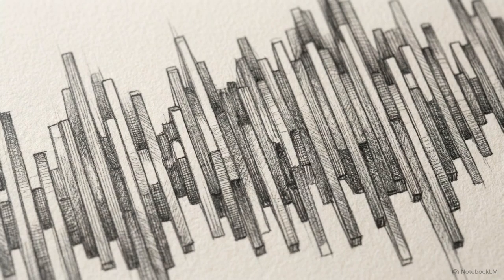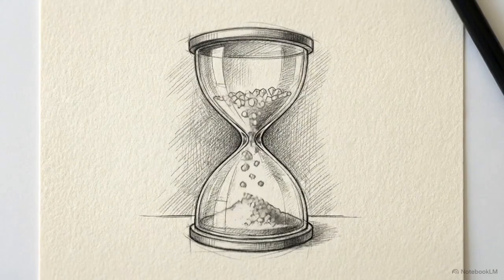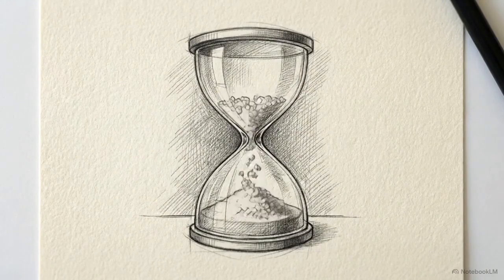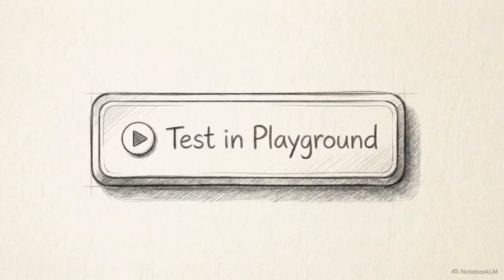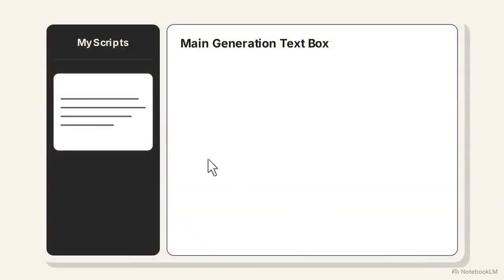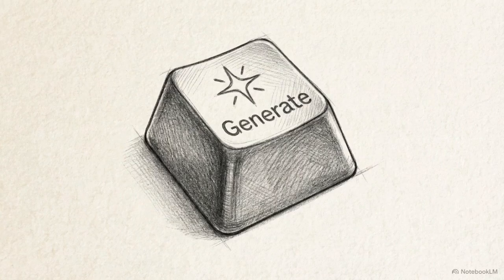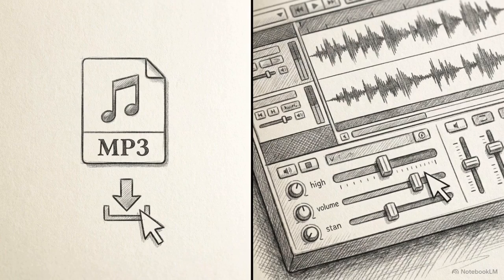As this digital hourglass fills up, the system is processing your file. Expect to wait roughly 60 seconds for the cloning to finish. Once the system loading is complete, click the button labeled Test in Playground. Retrieve the custom script you prepared for your project. Paste your text directly into the main generation text box on the dashboard. Finally, you will click the main Generate button. By clicking that button, you transition from borrowing an audio clip to actively directing your own custom AI narrator.